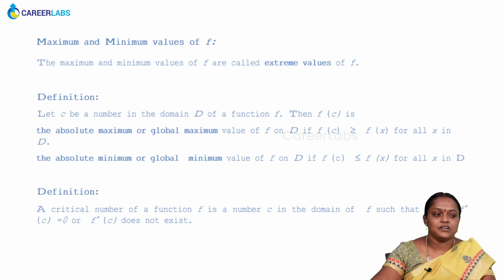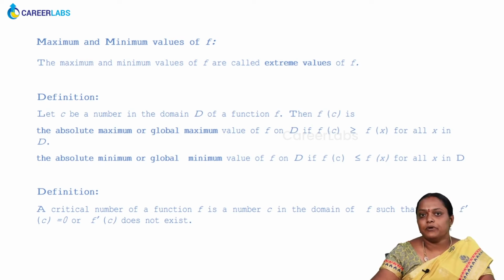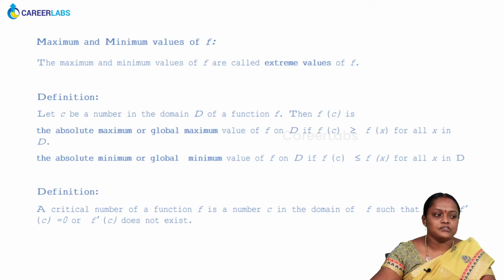So, if this condition is satisfied for all x in the domain D, then we say that the function is absolute maximum. That is, f of c is greater than or equal to f of x, and for absolute minimum f of c is less than or equal to f of x.